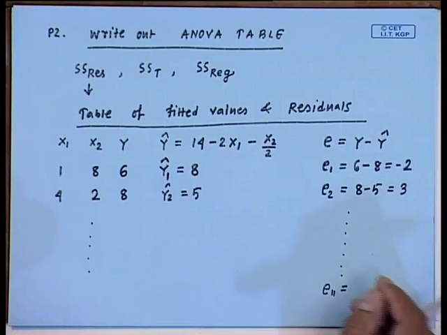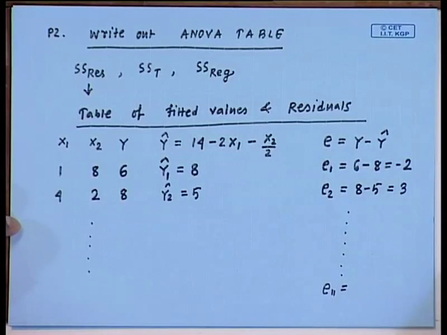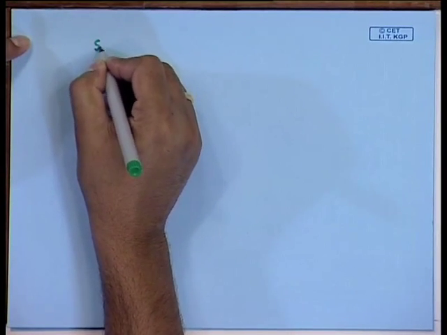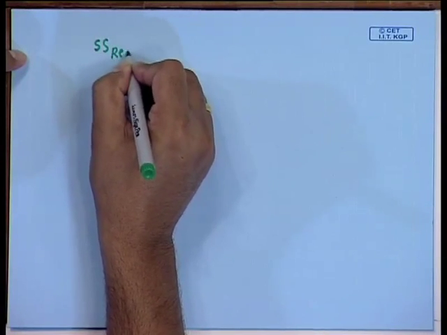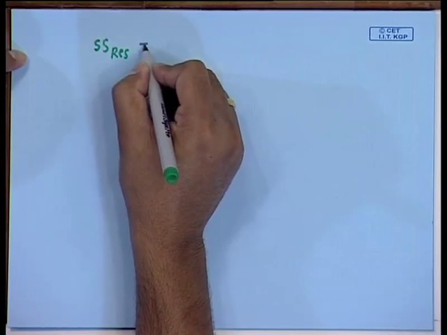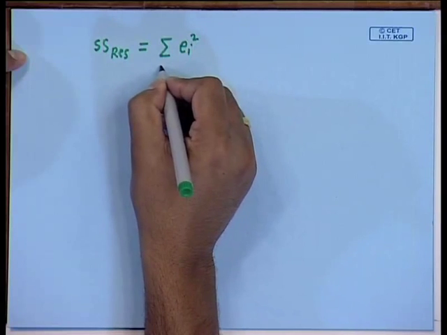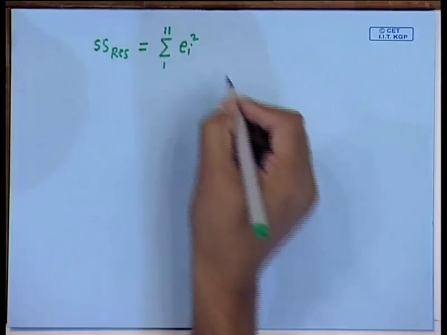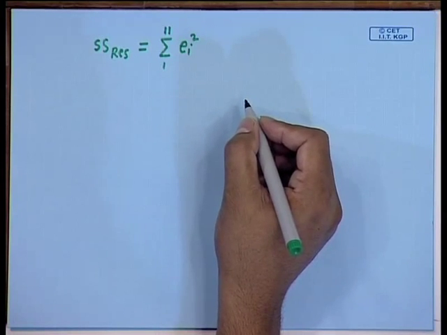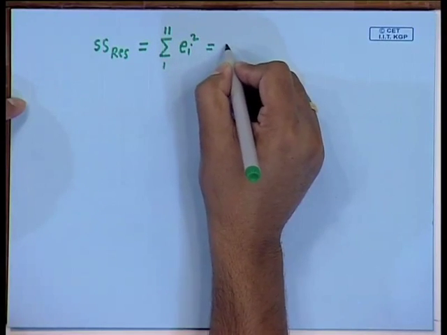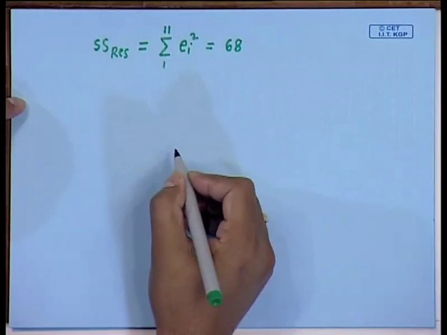And once you have all the residuals, you can compute the SS residual now. Okay. So, SS residual is equal to summation Ei square, i from 1 to 11, right. And the value of this one, you can check, is 68.